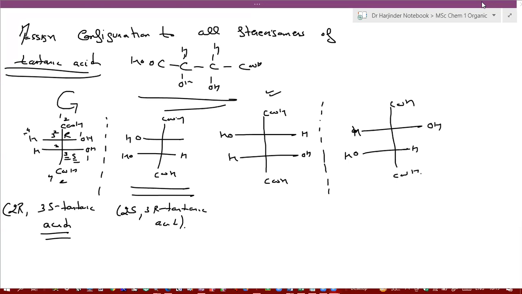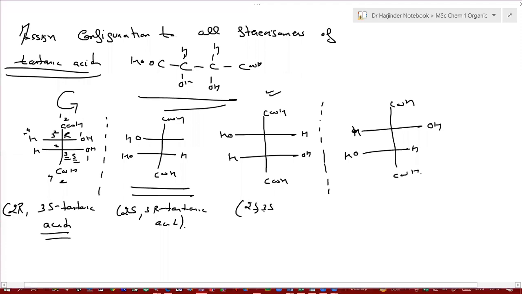Here it will be 2S, 3S tartaric acid, and here it will be 2R, 3R tartaric acid. Okay. This question has also come in exams, so you should know it.